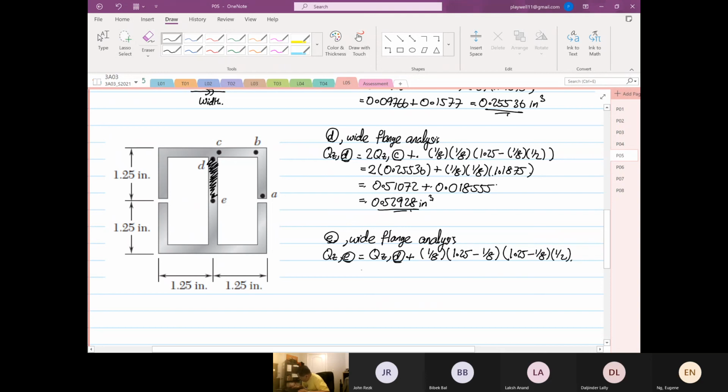Okay. So this will be equal to 0.52928 plus 1.25 minus 1/8 squared times 0.5 times 1/8 is equal to 79.102 times 10 to the power minus 3. So this is equal to 0.52928 plus 79.102 times 10 to the power minus 3. So it's equal to 0.6038.